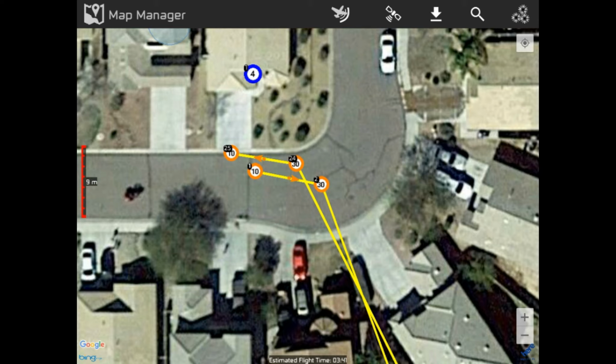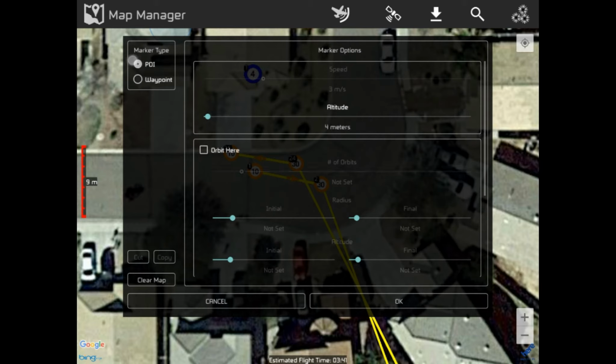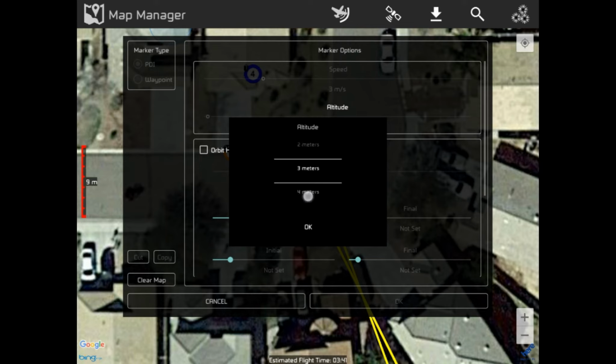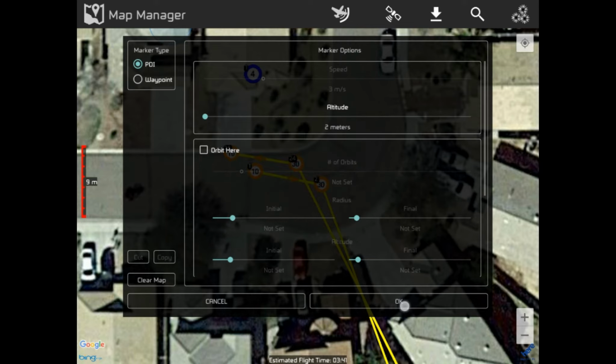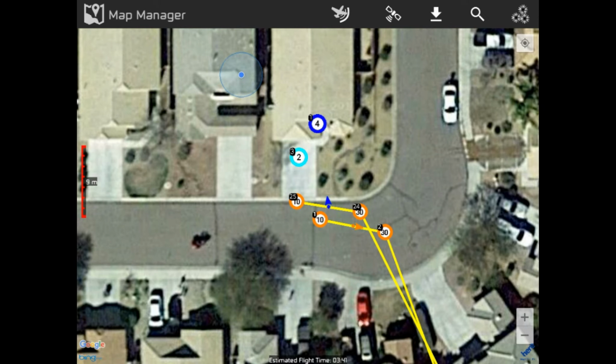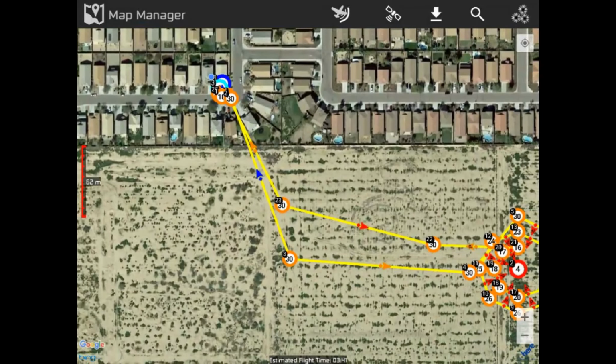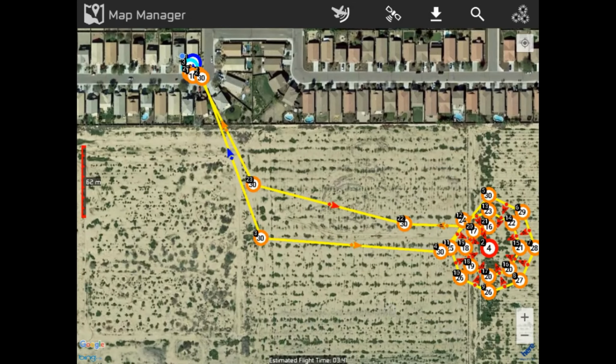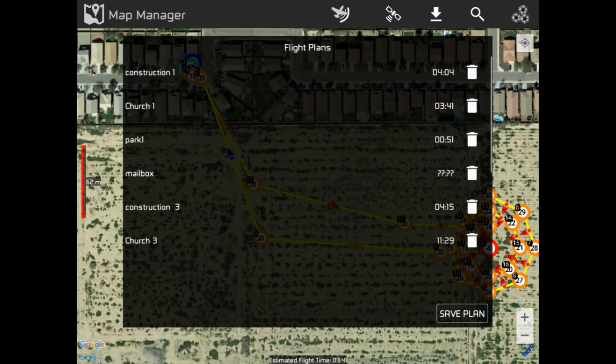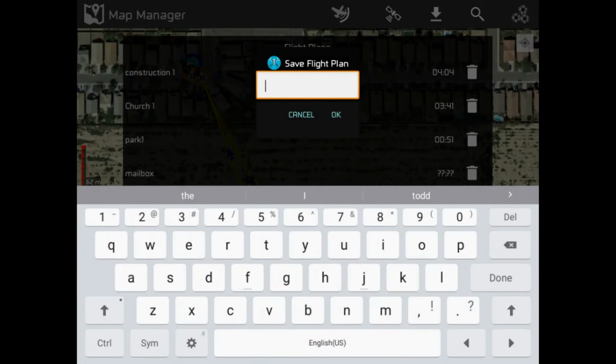All right. And then we'll put a point of interest where I'll be flying from, right there. We'll call that point of interest. And we'll make it a little lower, make it about 2 meters above the ground. And click OK. Okay, so we've got our flight plan all made. And so what we need to do is save this as demo 2. D-E-M-O-2.